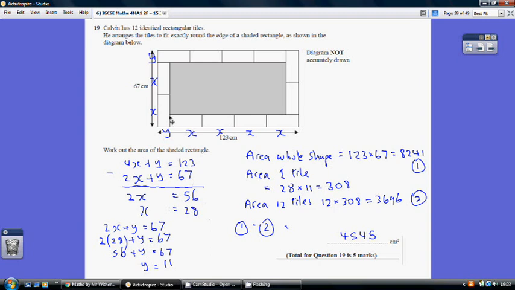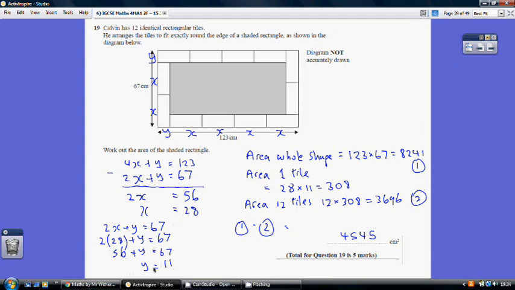Now to work out y, I can just substitute back into either of the equations. And I'm going to choose to use 2x plus y equals 67. Now I've just worked out that x is 28. So 2 lots of 28, add y equals 67. 2 lots of 28 is 56. So 56 add y is 67. So y is 67 take away 56, which is 11.